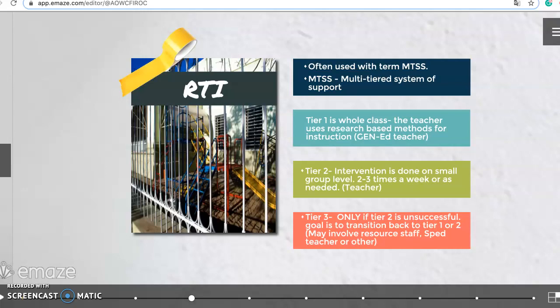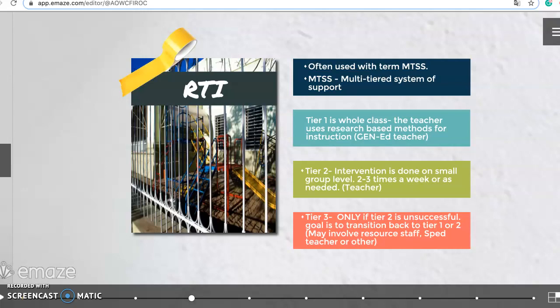So Tier 1 is whole class. This is where their teacher uses research-based methods for instruction. This is techniques such as universal design for learning, but it can also be standardized testing or district or state level testing to assess students for at risk. Once students are identified as potentially being at risk, they can be moved up to Tier 2.